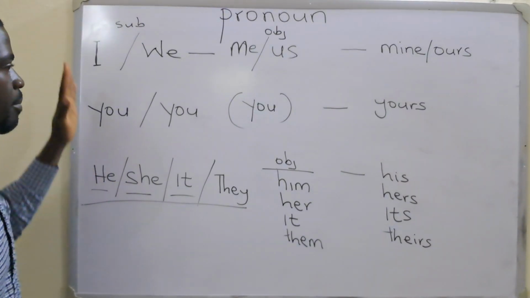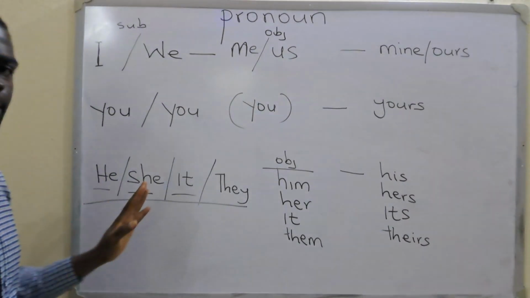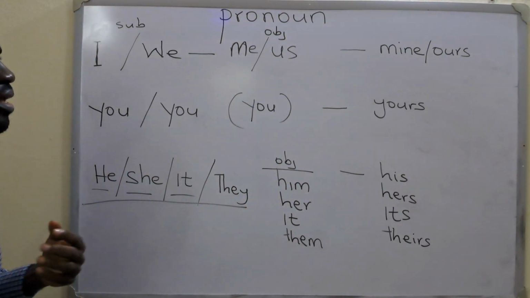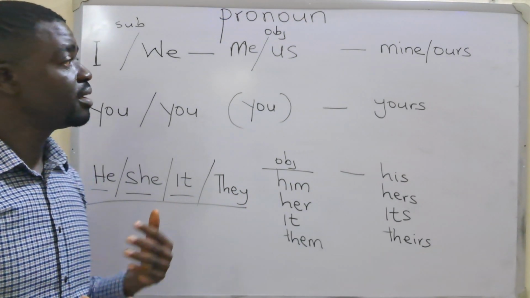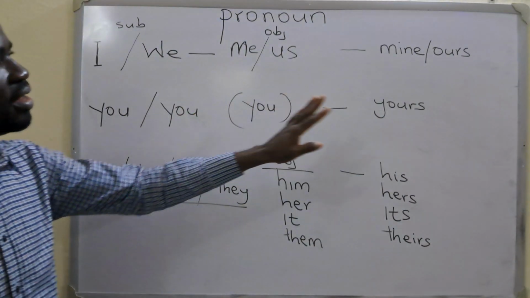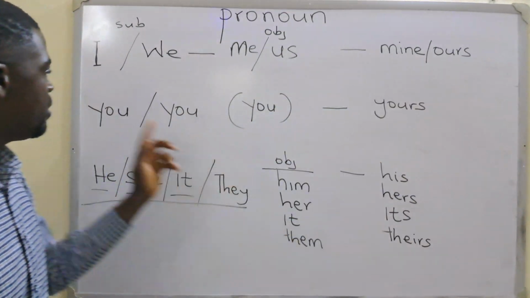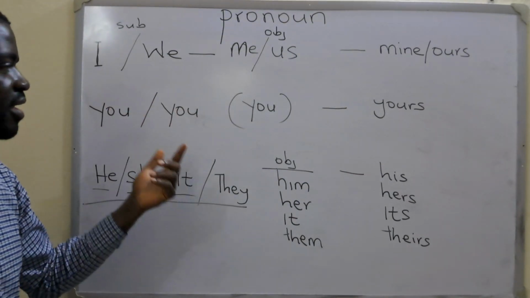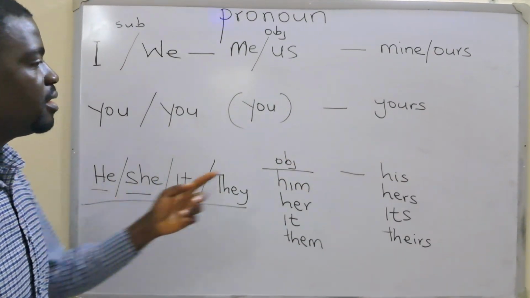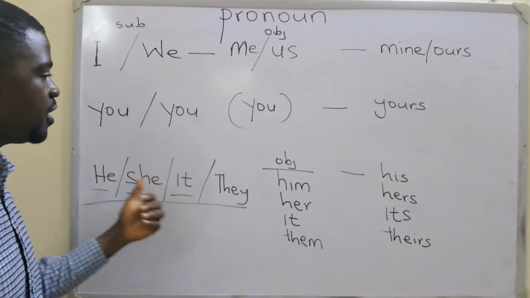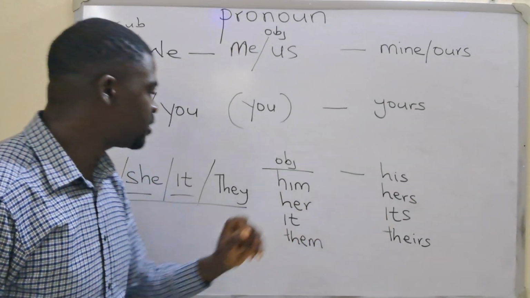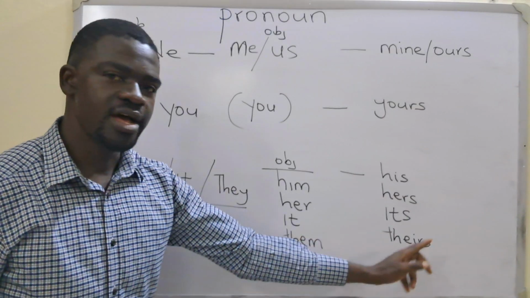So, your personal pronouns have possessive form. If I own something, it will be mine. If we own something, it is ours. If you own a particular thing, then it is yours. He, his, she, hers, it, its, they, theirs.